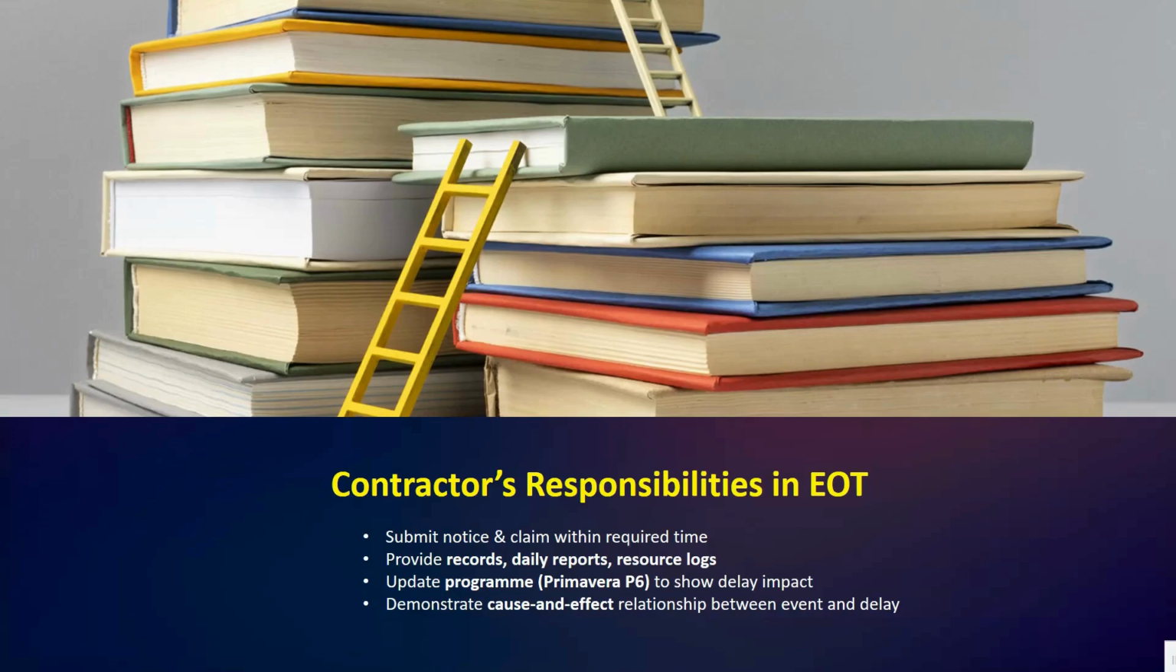It is very important. Second, maintain and provide accurate records such as daily progress reports, weather logs, manpower records, and correspondence. Third, update the Primavera P6 schedule regularly to demonstrate how the event impacts the critical path.